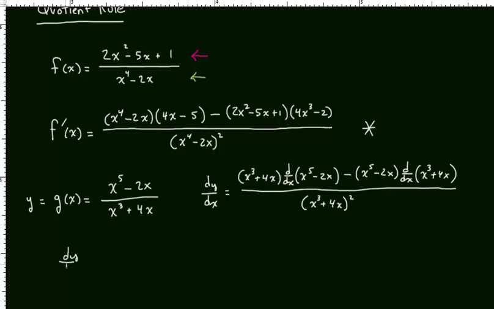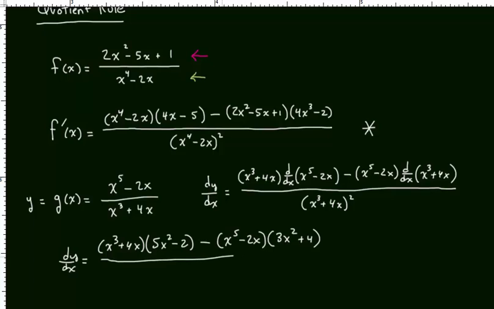Okay, so we'll write the answer. dy dx equals x cubed plus 4x times 5x to the power 4 minus 2 minus x to the power 5 minus 2x times 3x squared plus 4 all over the bottom squared. Answer. I'd like to finish this section off by saying be careful in cases such as this.